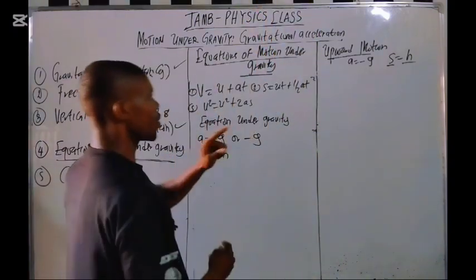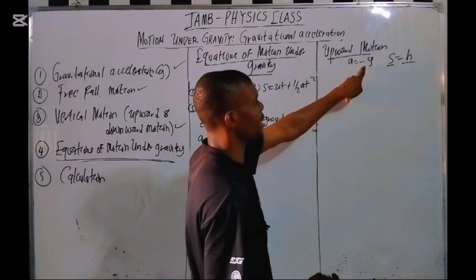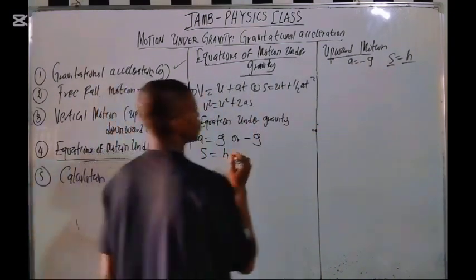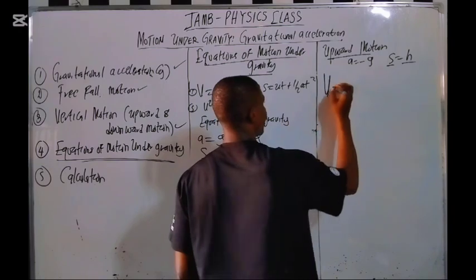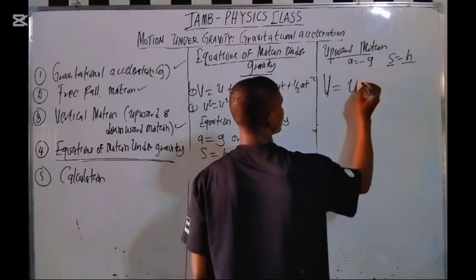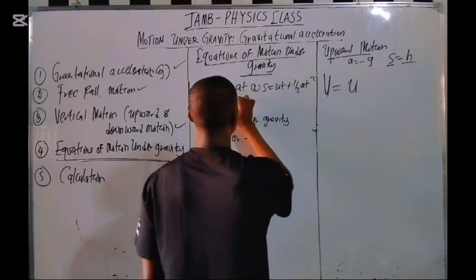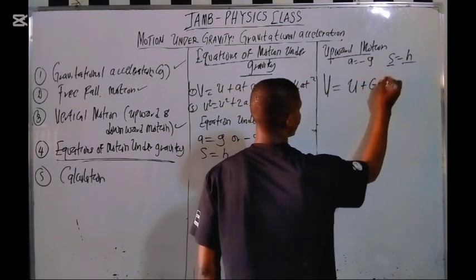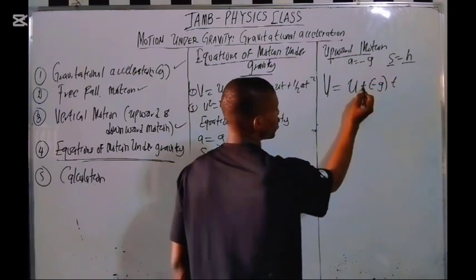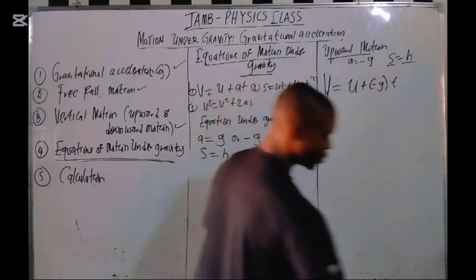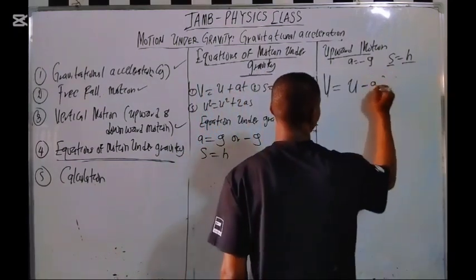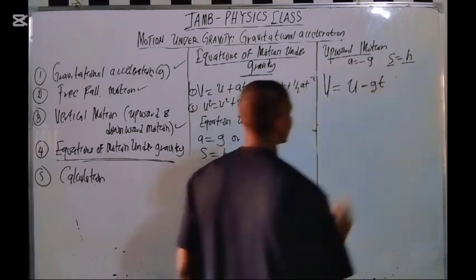So for any upward motion here, a equals minus g and s equals h. Let's look at the first one. v equals u plus, supposed to be plus, but here we now have minus gt, right? So plus times minus is minus. So here it is going to be v equals u minus gt. Okay, that is it.